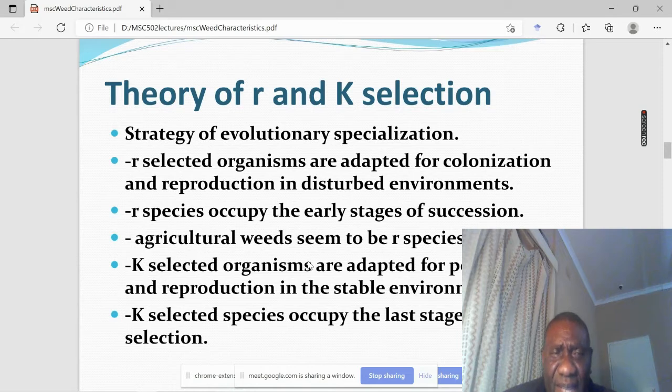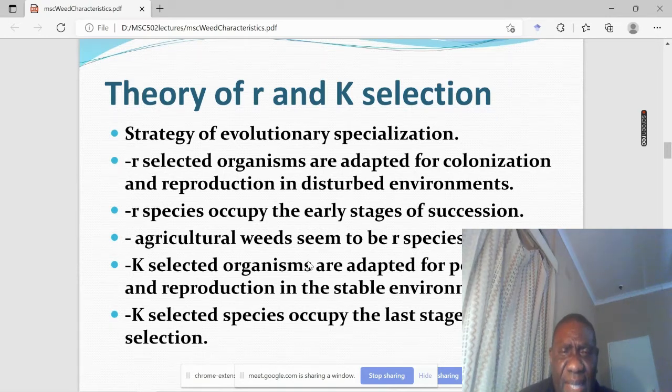So the first group, which is R group, we have R selected organisms which are adapted for colonization and reproduction in disturbed environments. That is the agricultural fields. So the plants which we find in agricultural fields where there's high disturbance, you can classify them as R selected plants. So the R species occupy the early stages of succession. Agricultural weeds seem to be the R species. So the agricultural weeds or the plants which we see in arable areas belong to the group R.